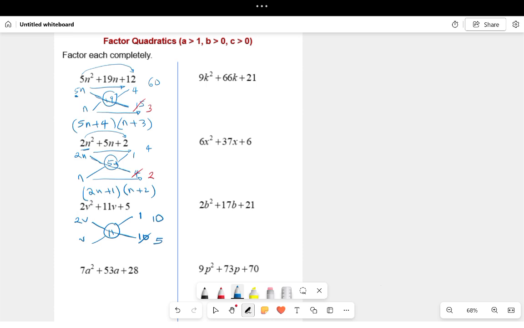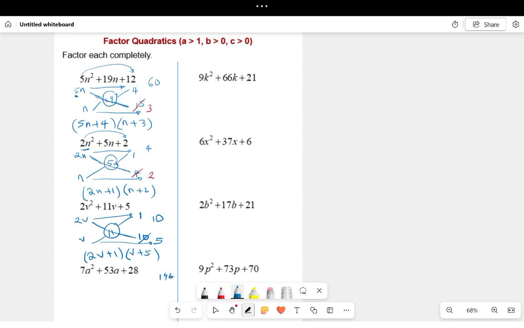And so my answer for this one is going to be 2v plus 1 and v plus 5. Right, that's the answer. Now next, quickly, we have 7a squared plus 53a plus 28. Same thing. 28 times 7 is 196. So we write 196 here.